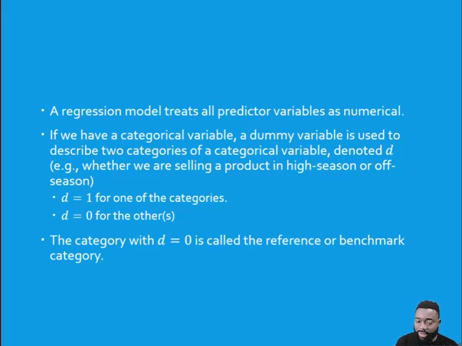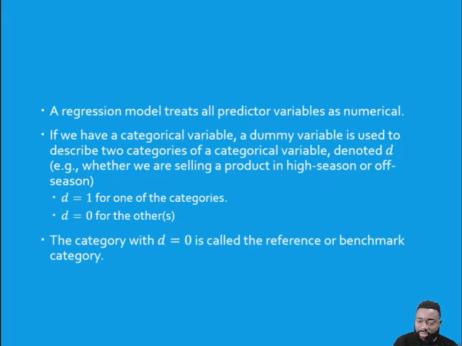So what is a dummy variable? A dummy variable is a simple way to turn words into numbers. For example, if we are selling in high season, we can write D equals 1. If we are selling in off season, we can write D equals 0. And this lets the computer understand the categories as numbers.